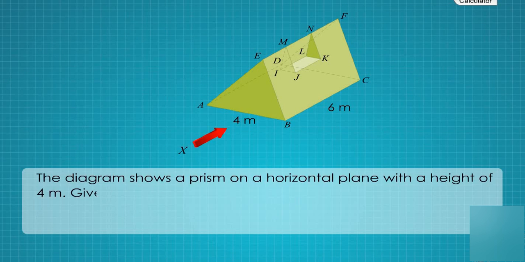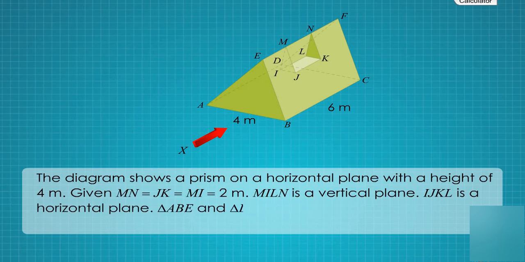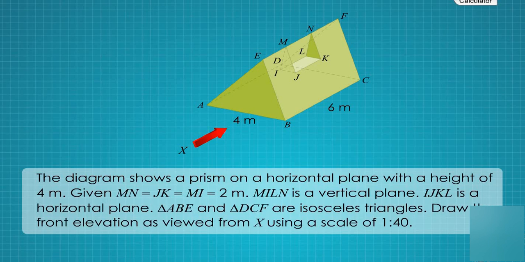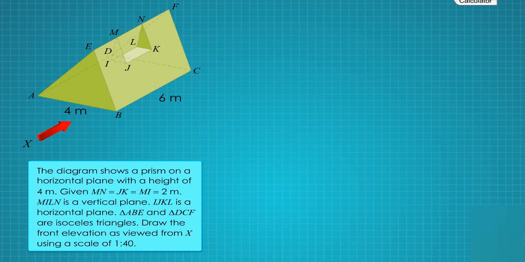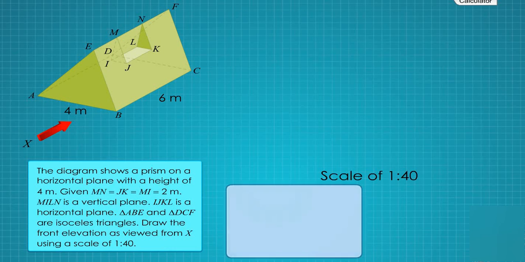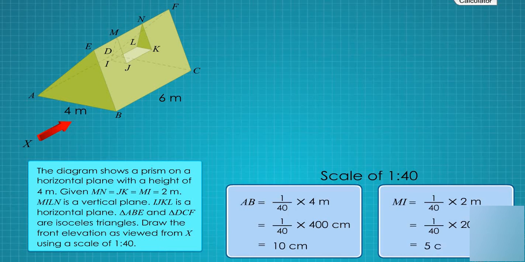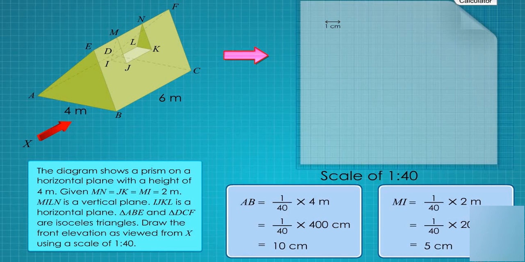Fourth example. Draw the front elevation of the given prism as viewed from X using a scale of 1 to 40. The prism is on a horizontal plane with a height of 4 meters. Given MN equals JK equals MI equals 2 meters. You can try to answer this question first before clicking on the solution button. To draw the front elevation as viewed from X, we should determine the measurements for AB and MI only. Convert the units from meters to centimeters. And then draw the front elevation to scale.